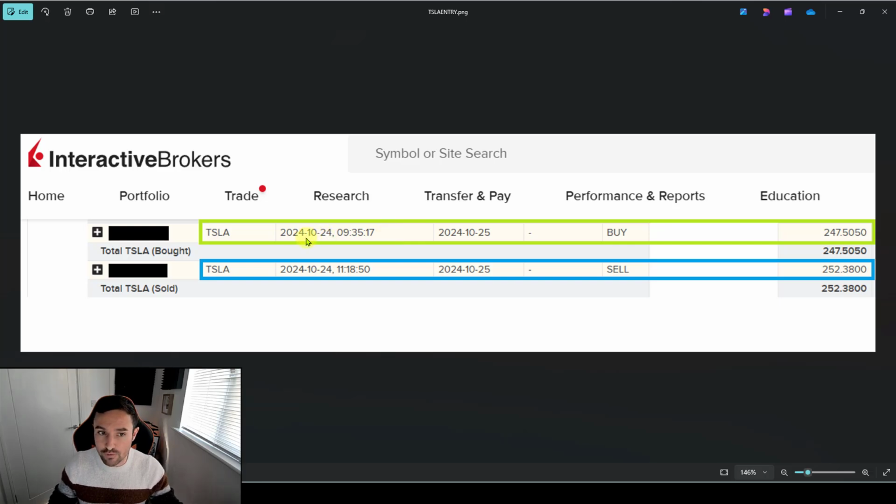So on the 24th of October 2024 at 9:35 a.m. and 17 seconds, I have a buy at $247.50. Now, just under 2 hours later at 11:18 a.m. and 50 seconds on the 24th of October 2024, I'm selling half of the position at a price of $252.38 to free roll the trade.